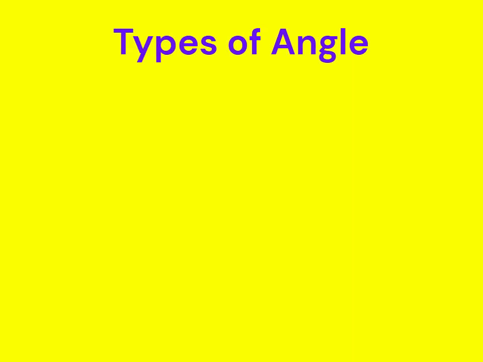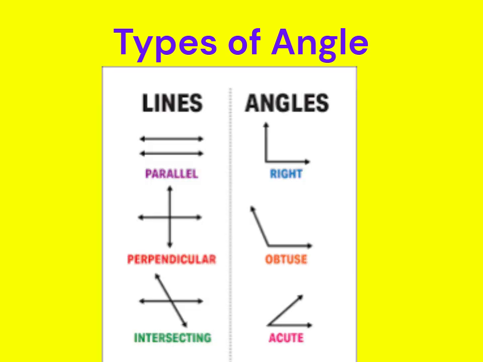Types of angles. Angles come in different flavors based on their size. Acute angles are small and sharp, less than 90 degrees. Right angles make a perfect L shape at exactly 90 degrees. If an angle opens wider than a right angle but is less than a flat line, like the one on your screen, we call it an obtuse angle. It's the wide open door of geometry.